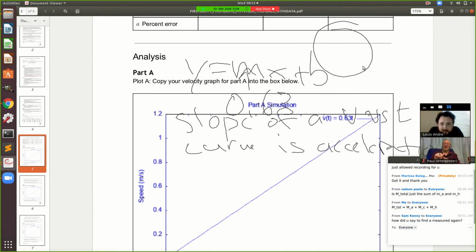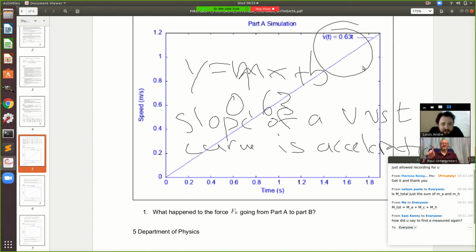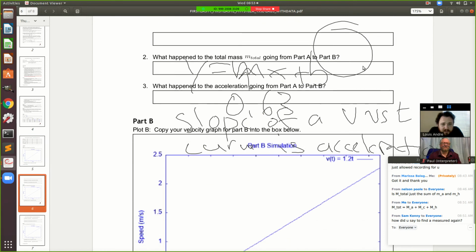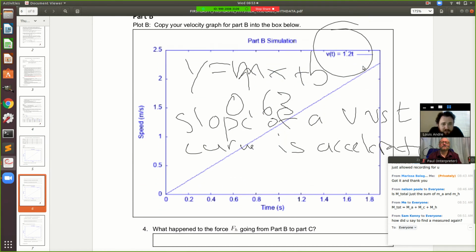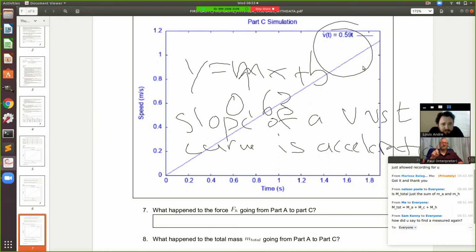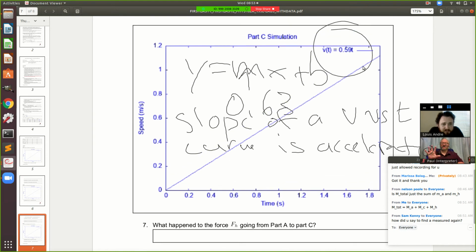And that's what's going to go into this box up here. All right? And then part B, you can see it's 1.2. And part C, it's 0.59. Okay?